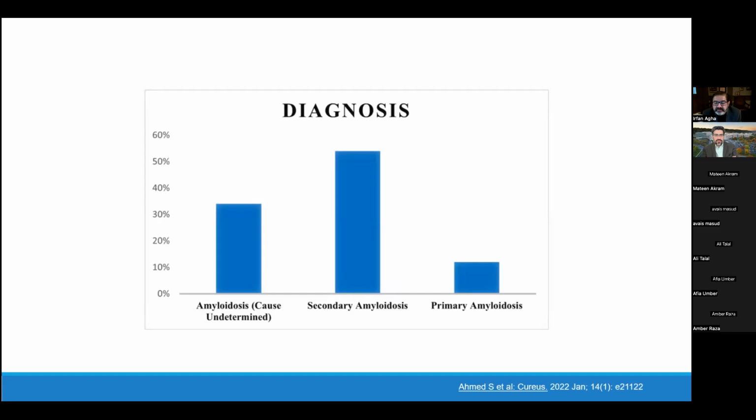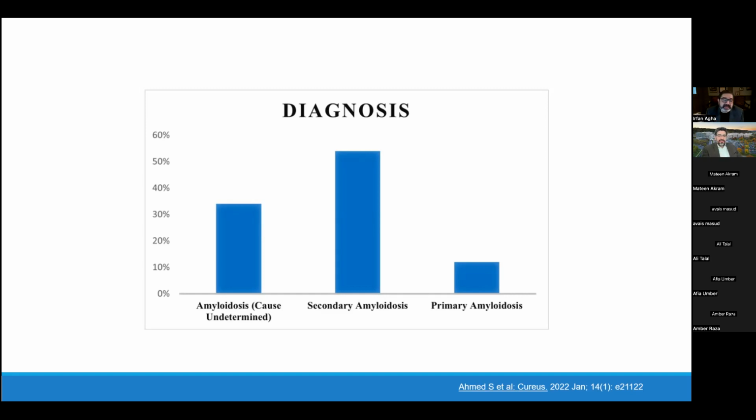This is a study from Shifa International Hospital in Islamabad. They looked at 131 patients over like 8-10 years. And about half of them were diagnosed with secondary AA amyloid. 16%, 12% were diagnosed as primary amyloidosis. And then the rest were cause undetermined.